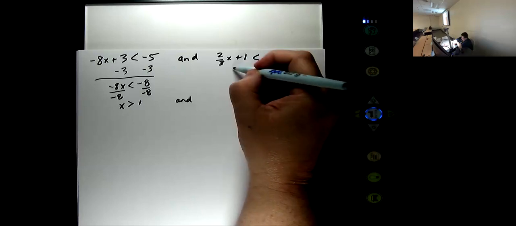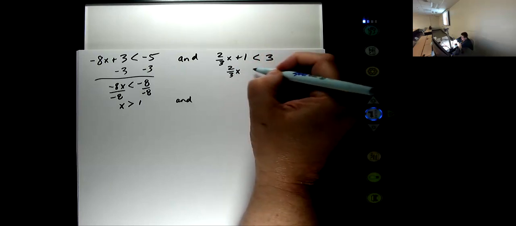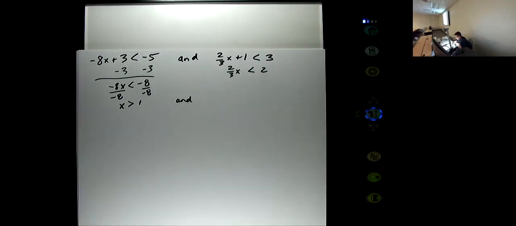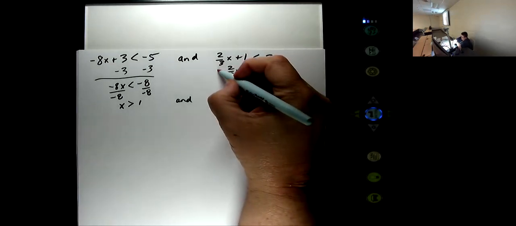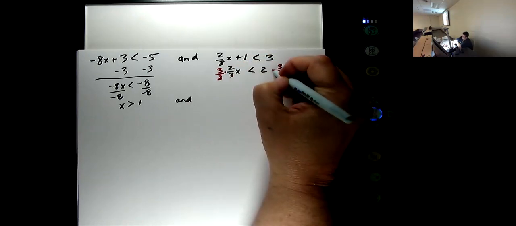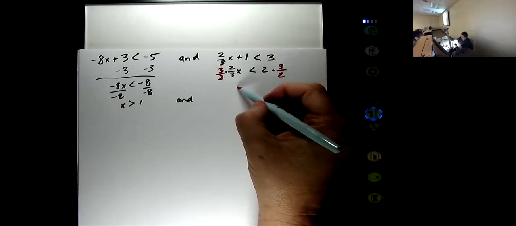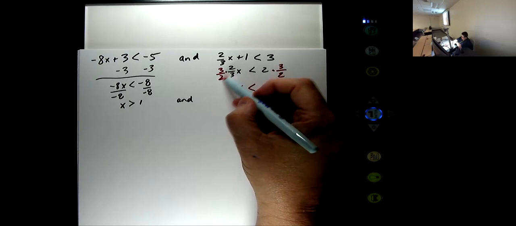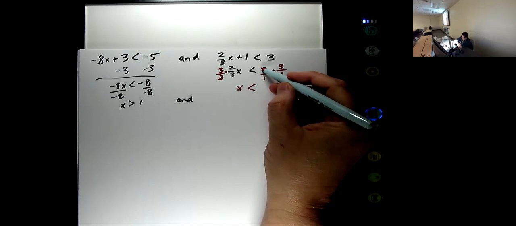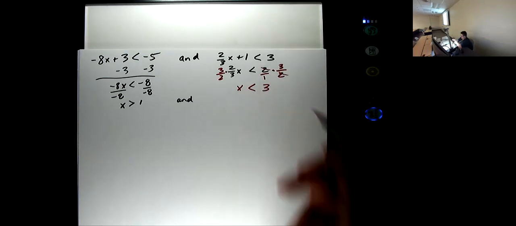Here I'm actually going to subtract the 1 over first, and I get 2/3 x is less than 2. The slower way is multiplying by 3 and then dividing by 2. Or you can do them all at once. Multiply by 3/2. That makes the fraction on the left, the 2's cancel and the 3's cancel. This is like 2 over 1. 2's cancel here, and we get x is less than 3.